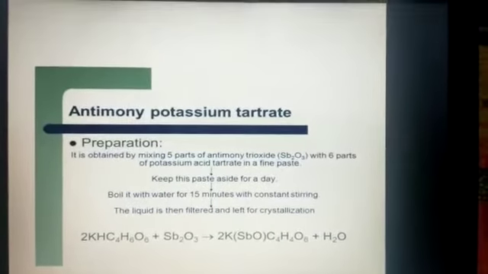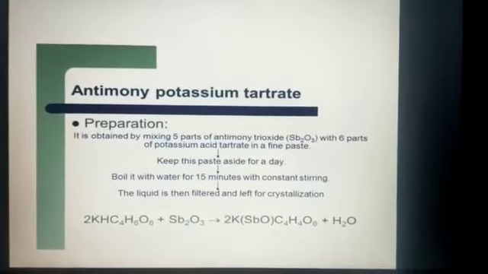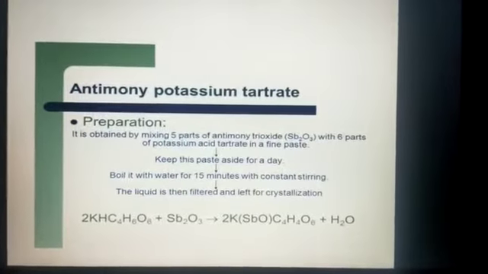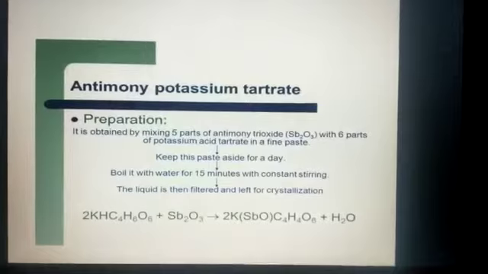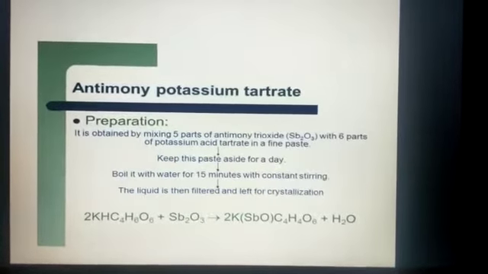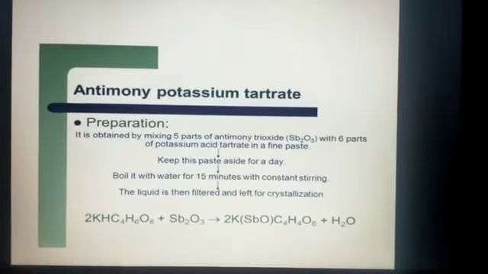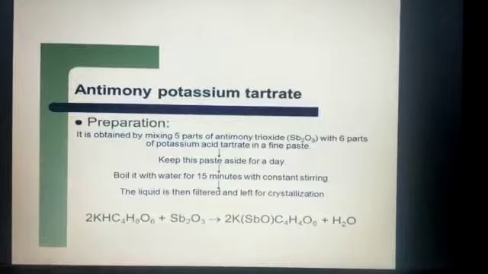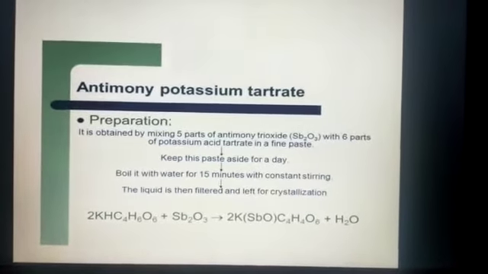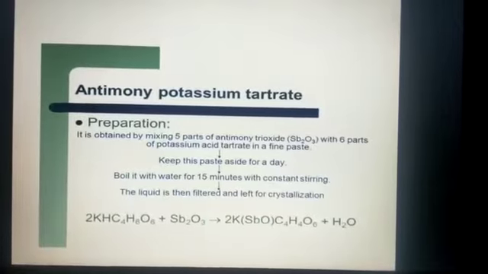It may be prepared by mixing 5 parts of antimony trioxide with 6 parts of potassium acetate into a fine paste. Keep this paste aside for a day. Boil it with water for 15 minutes with constant stirring. The liquid is then filtered and left for crystallization.